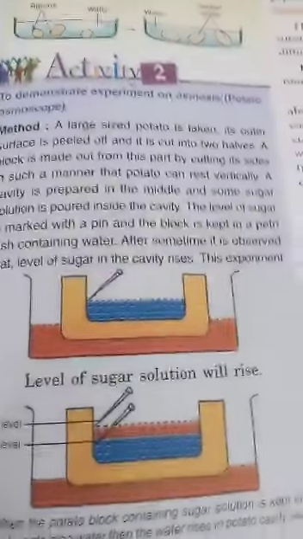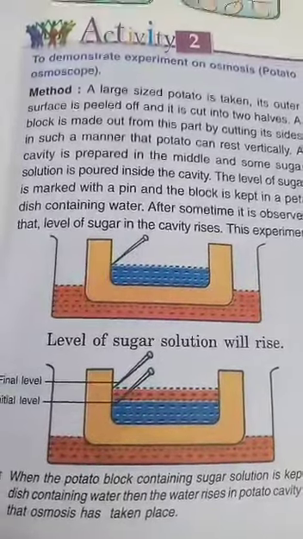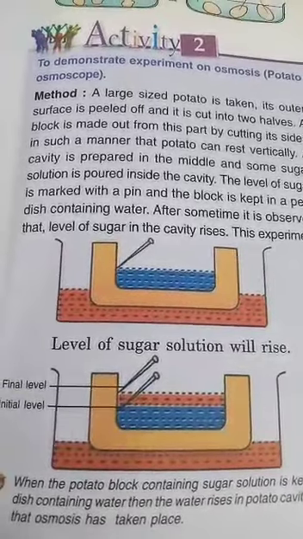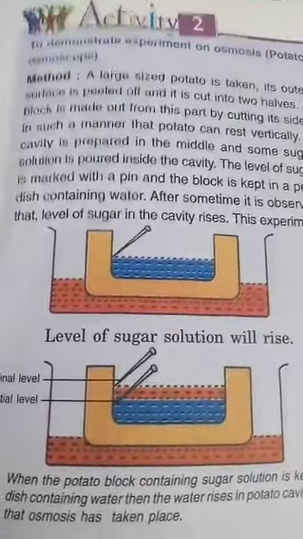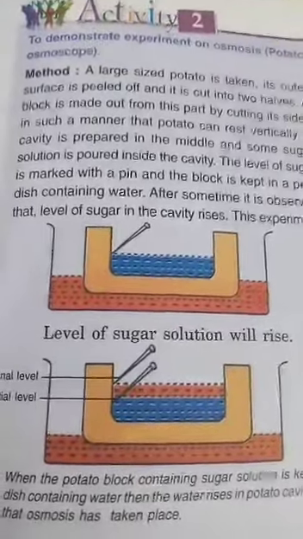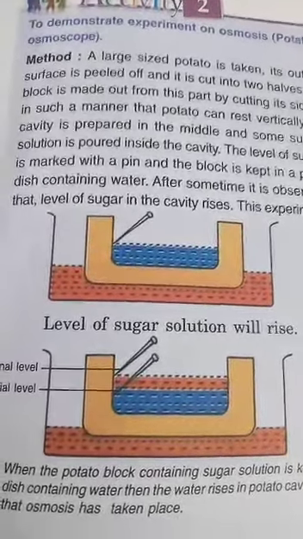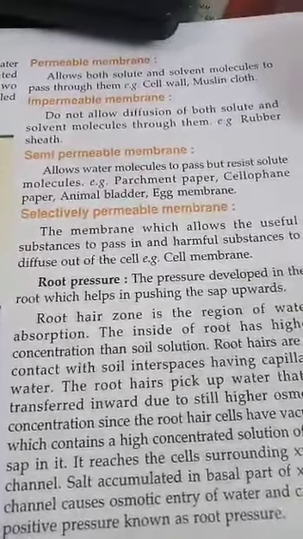There's an activity. They have taken a potato, this orange color which you can see, it's a potato, and in this potato a sugar liquid has been added, and after some time when it is kept in the water, the sugar level increases because the water from outside enters into the sugar solution and the potato acts as a semi-permeable membrane. Now what are the different types of membranes? We have three types of membrane: permeable membrane, impermeable membrane and semi-permeable membrane.